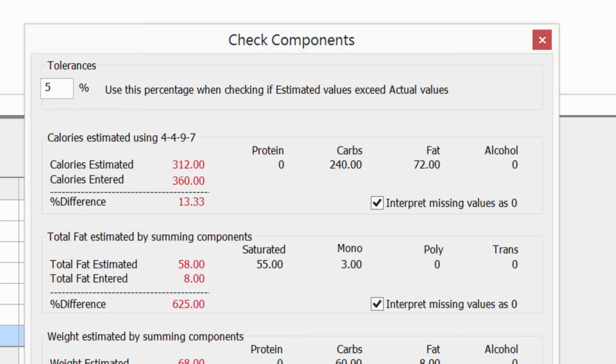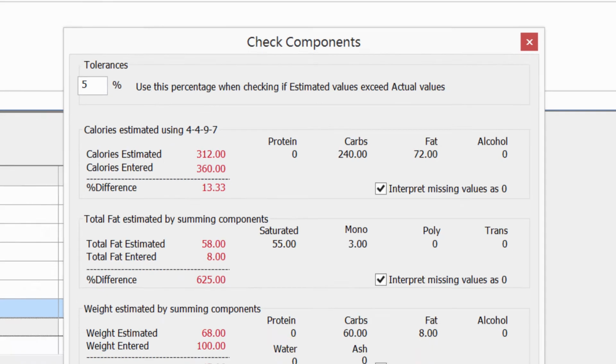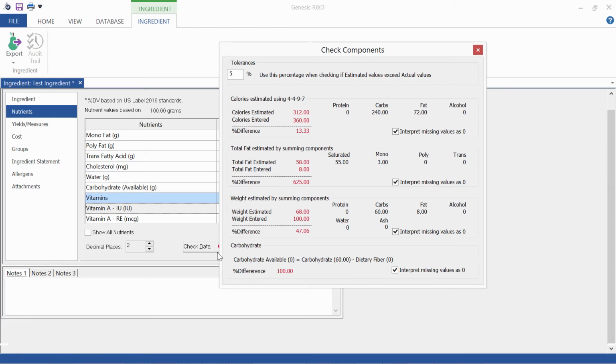360 was entered as my calorie value, but the estimated calorie is based on 4-4-9-7, which means we multiply carbs, protein, fat, and alcohol by 4, 4, 9, and 7 respectively. We see that this is lower, and I can see that the protein value is empty, so I'm going to make a reasonable assumption here and guess that I didn't enter my protein.